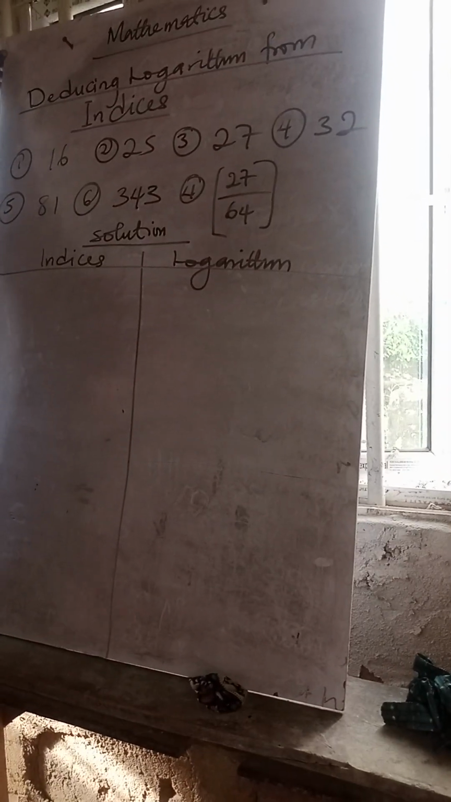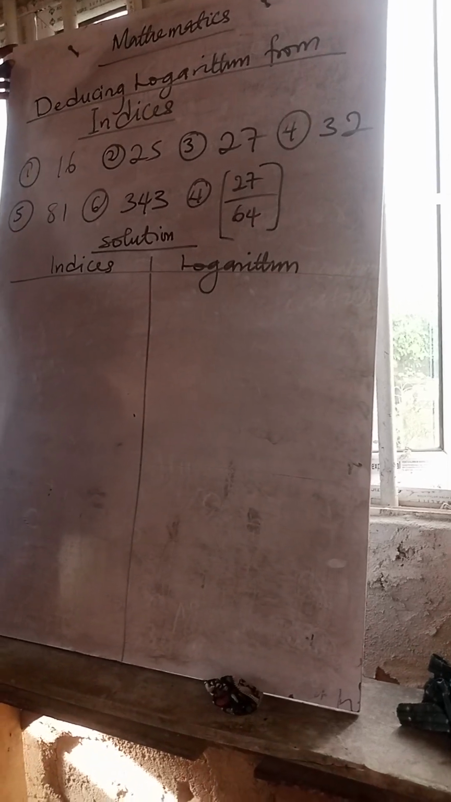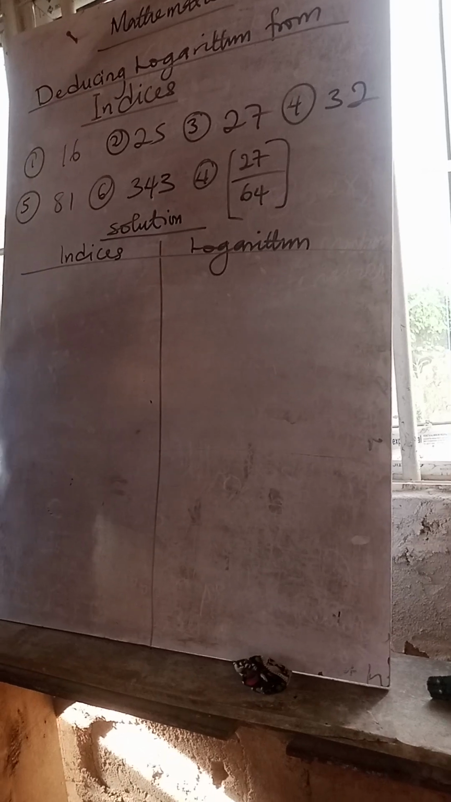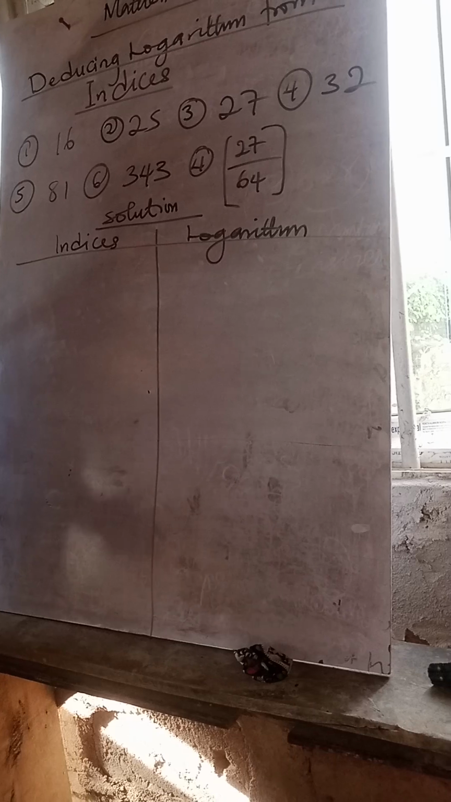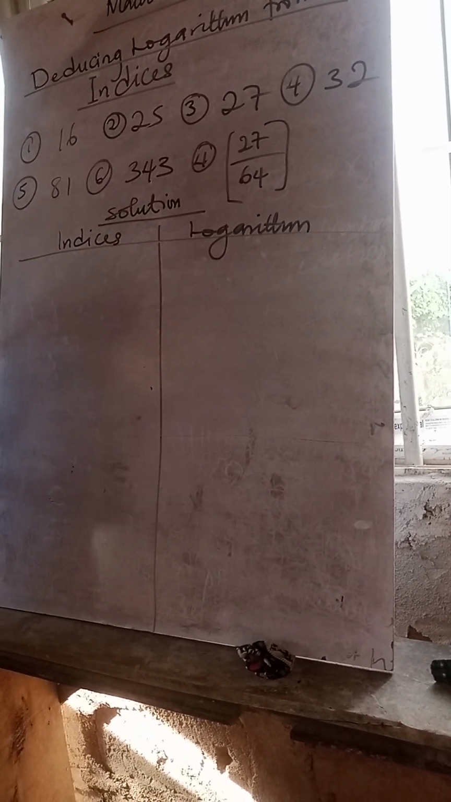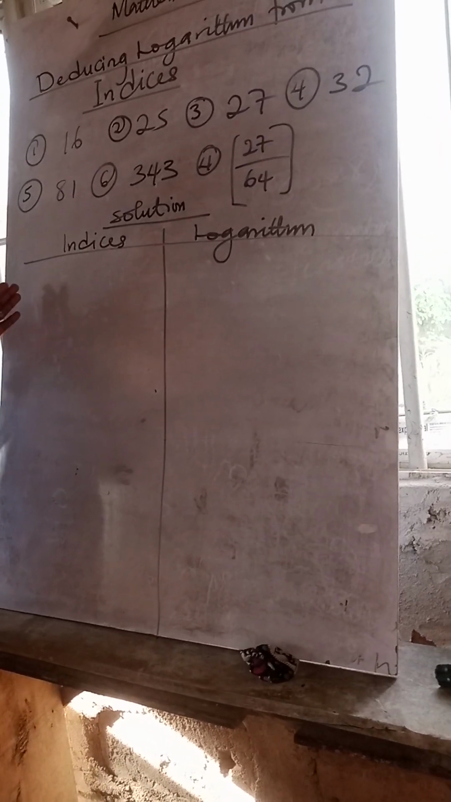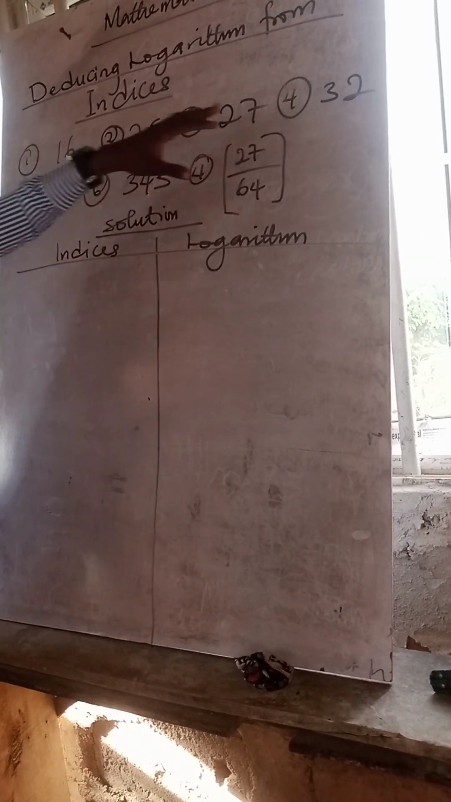Remember, in our previous class we looked at the laws of logarithm. Today we are going to be looking at deducing logarithm from indices. There is a relationship between logarithm and indices. That's why after teaching you the laws of logarithm and the laws of indices, you can compare and see some similarities there. Now we want to deduce how the relationship between indices and logarithm works, so we're going to be evaluating the following numbers.